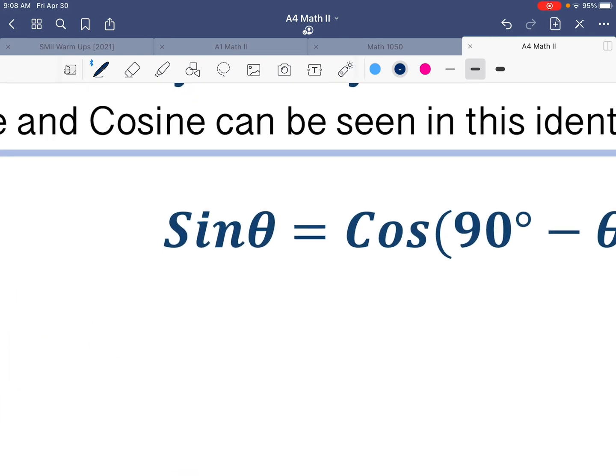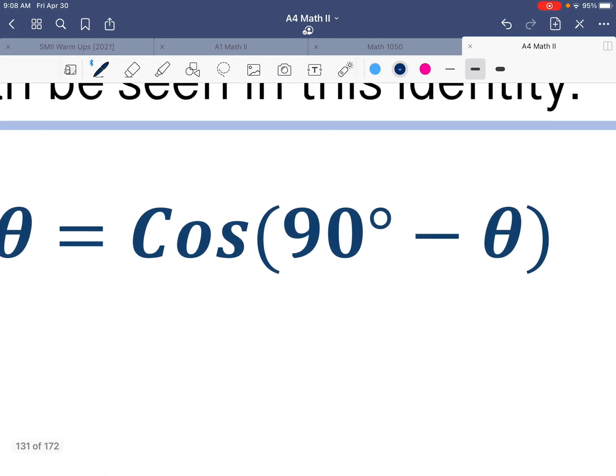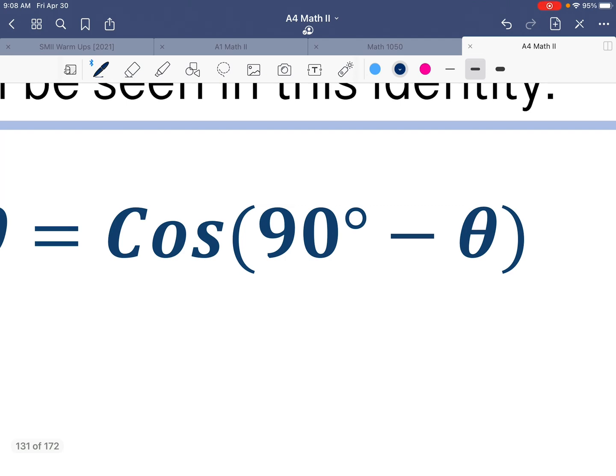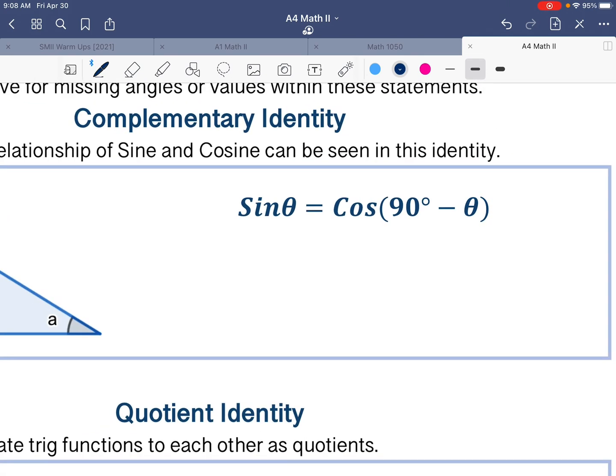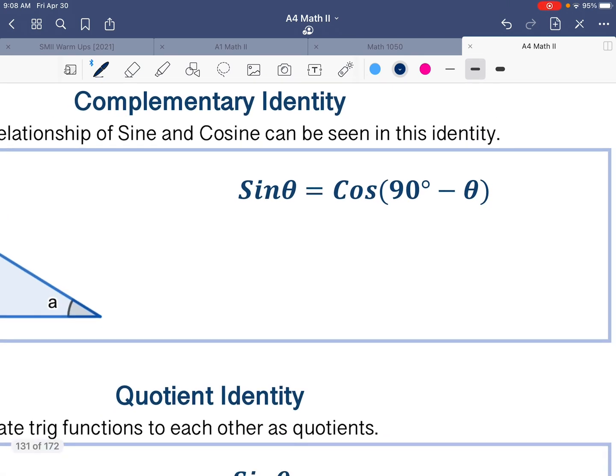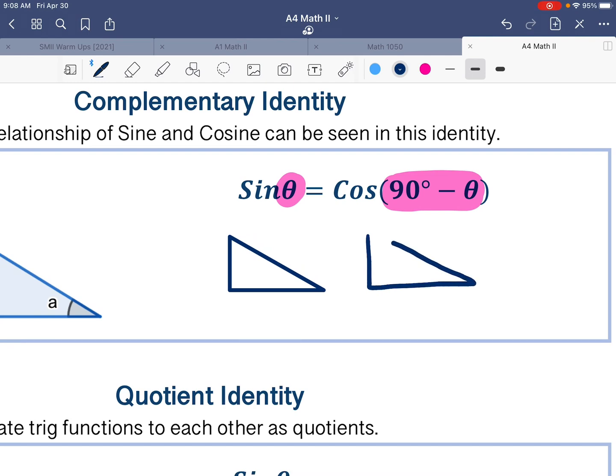This identity says that if you take sine of some angle, it's equal to cosine of 90 minus that angle. It's called complementary because theta and 90 minus theta are two angles that are complementary to one another. This happens because I want you to imagine with me two triangles. Both are the same triangle.